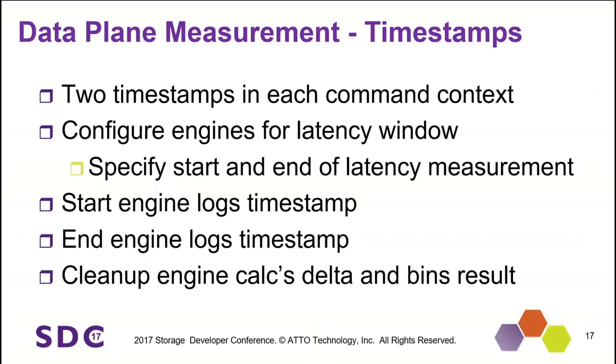And the cleanup engine at the end, it's responsible for calculating the delta between those 2 timestamps. And instead of storing them all in a big log, the cleanup engine can do this quickly. It bins them. So you can say, all right, let me configure the bins, and maybe I want a logarithmic scale or something like that. And that way, the readout from the control plane processor doesn't have to sort through this whole huge thing. Because what I really want is to say, okay, what's between 1 and 2 microseconds here? What's between 4 and 6 microseconds here? Because those are the things that I really want to see.